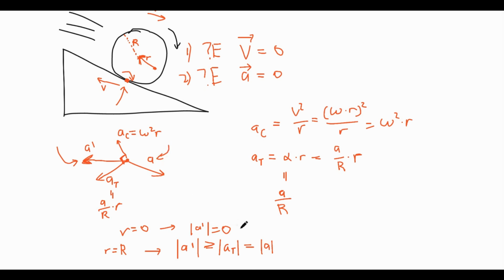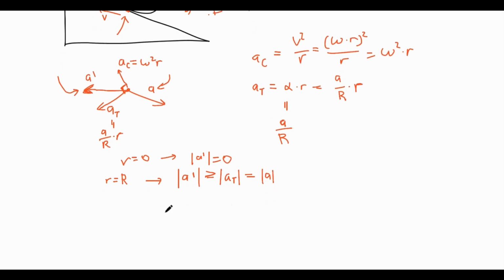So that means that since if we go from r equals 0 to r equals big R, the magnitude of a prime changes linearly from 0 to something bigger than the magnitude of a, then somewhere in between we can find an r equals some r0, I don't really care, such that the magnitude of a prime is equal to the magnitude of a. So we're halfway done here, and all we need to do now is to match up this angle so that it's 180 degrees. And how do we do that?